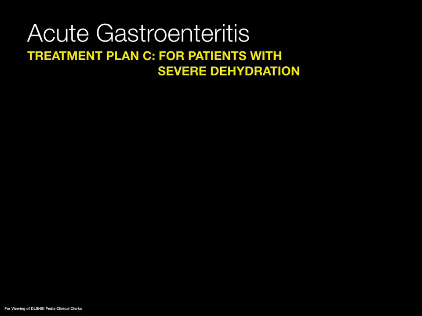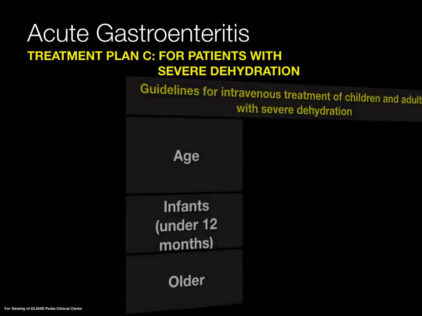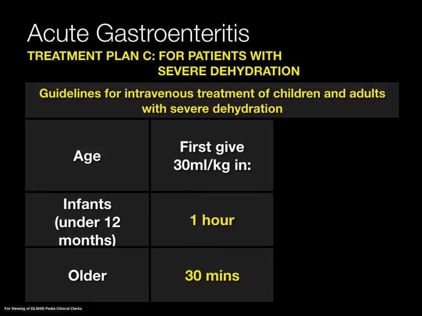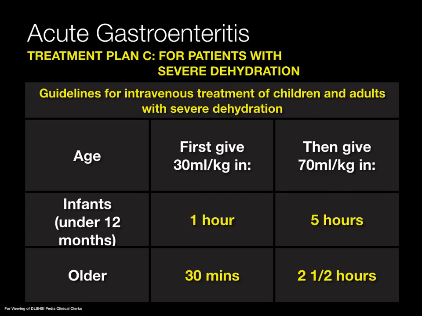For treatment plan C, for patients with severe dehydration, here is the guideline for intravenous treatment of children and adults with severe dehydration. First, give 30 ml per kilogram in 1 hour for infants, and in 30 minutes for older children. Then give 70 ml per kilogram in the next 5 hours for infants under 12 months of age, and within 2.5 hours for older children. Use of Ringer's lactate solution is recommended. If LR is not available, normal saline may be used.